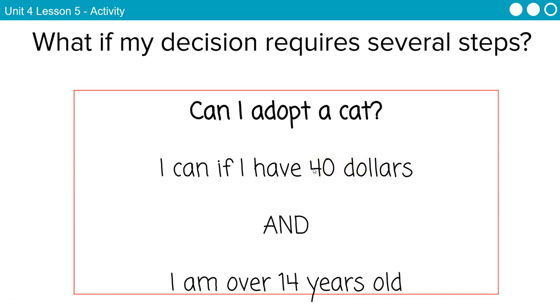That does not say if I have at least $40. It does not say if I have less than $40. It doesn't say if I have more than or equal to 40 or less than or equal to 40. It says if I have 40. So this means you would have to have exactly $40 and be over 14, right? So if you're 14, you cannot. You have to be over 14. So it's not a greater than or equal to, it's just a greater than.